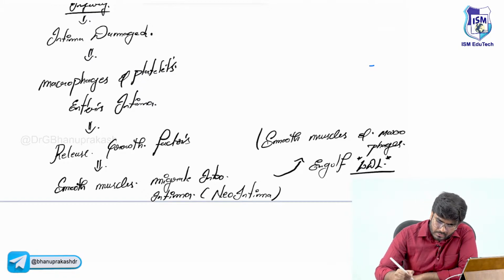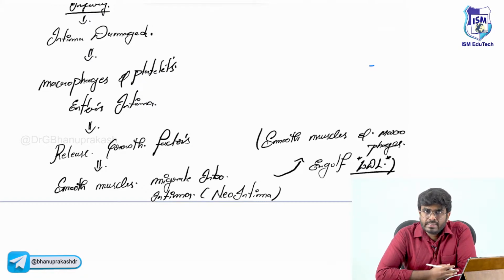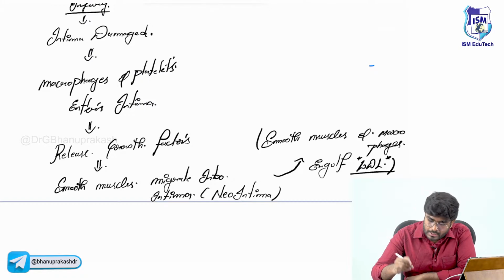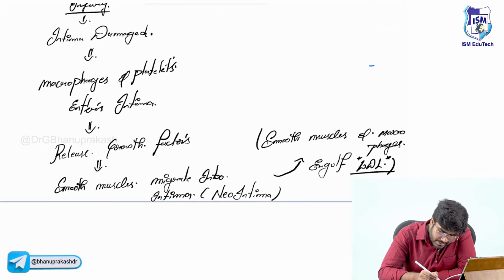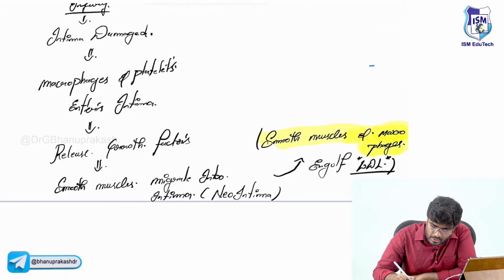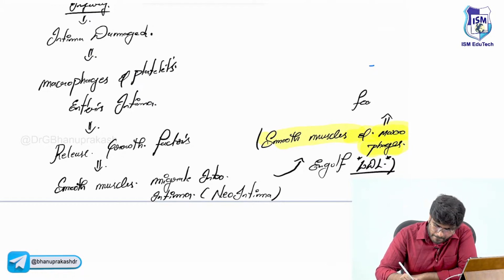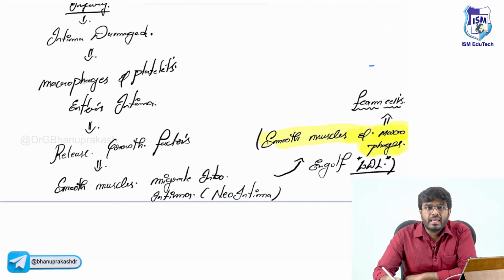Okay, now where exactly is this LDL present? This LDL is present inside the macrophages and inside the smooth muscles. Now these macrophages which are loaded with the LDL cholesterol, such cells are called foam cells. So the smooth muscles and the macrophages loaded with oxidized LDL are called foam cells. So what are foam cells? Foam cells are the lipid laden macrophages.